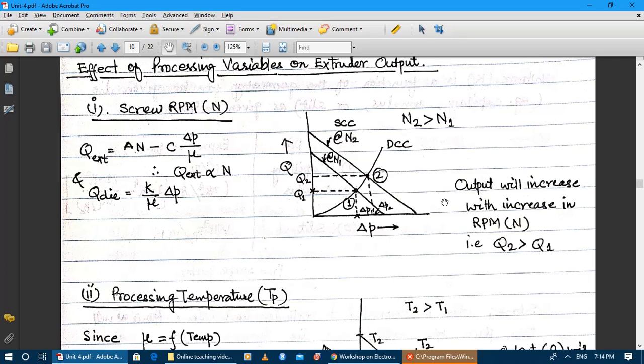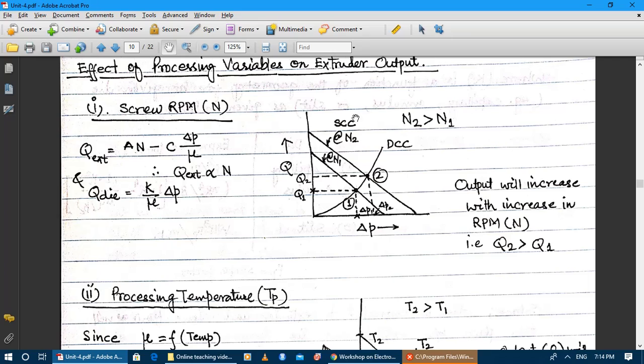So this is the moral of the story, that when we increase the RPM, output will increase. But this is not the complete story.